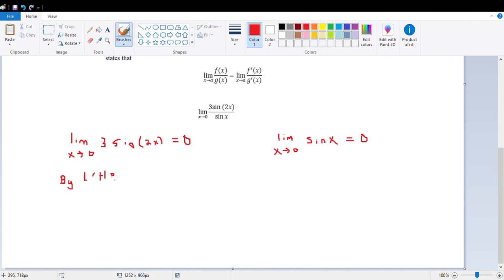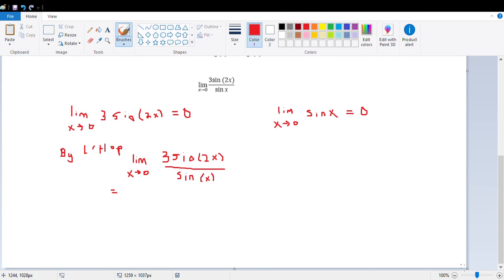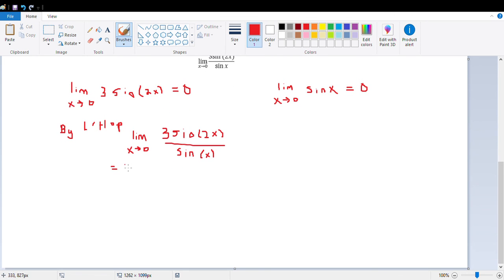All right, so by L'Hopital's rule here, we can state that the limit as x goes to 0 of 3 sine 2x over the sine of x, well, that must equal the limit of the derivative of the numerator over the derivative of the denominator.